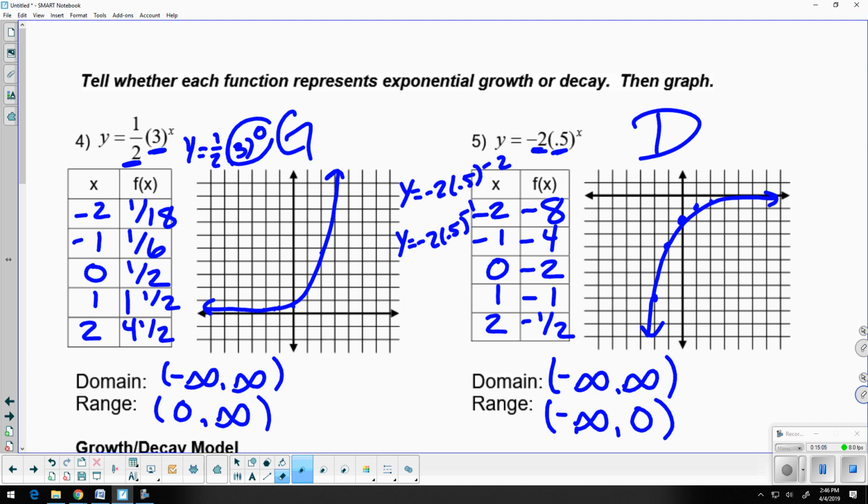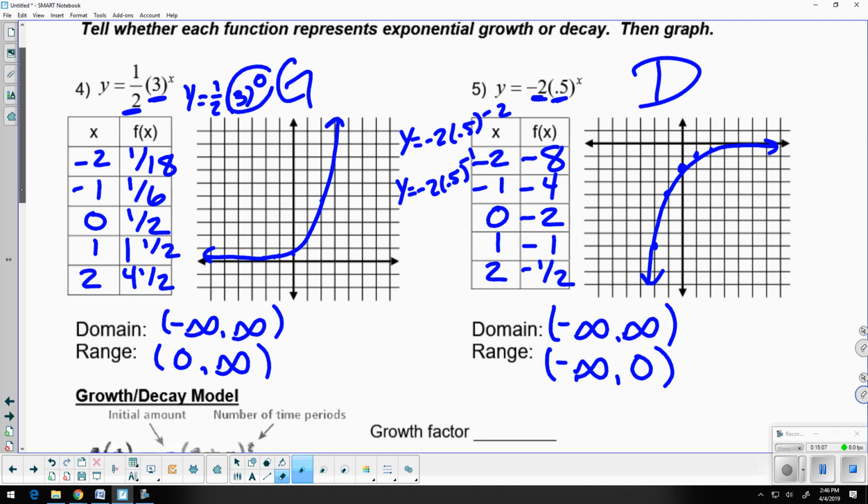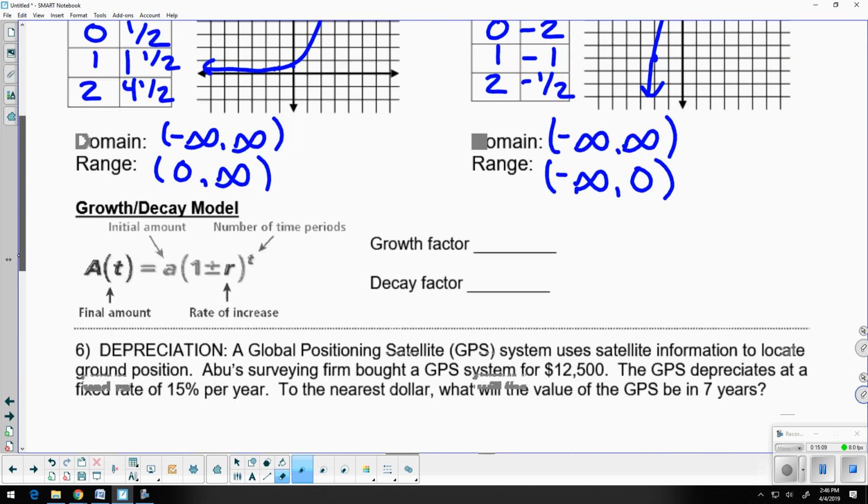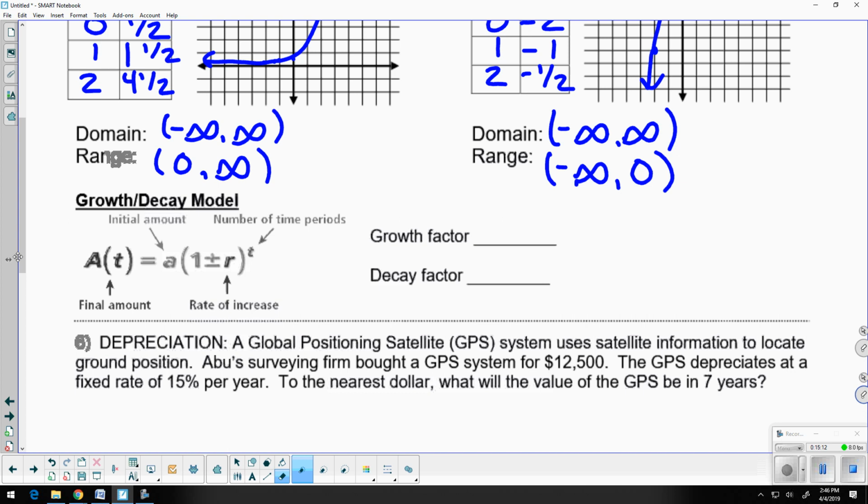Okay? So now the last thing we have to do is we're going to talk about this growth and decay model. So we're basically going to be using this model to simulate some growth and decay situations. So the final amount, just knowing this formula, the final amount, that's obviously what we're solving for, A of t. The initial amount goes out front, so whatever you're starting with, and then you see the 1 plus or minus r inside parentheses. That's going to be your rate of increase or decrease. But you're just going to be doing one or the other.